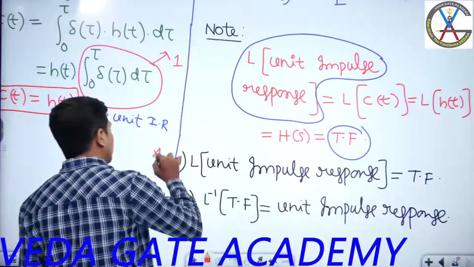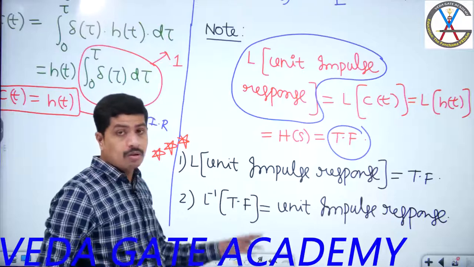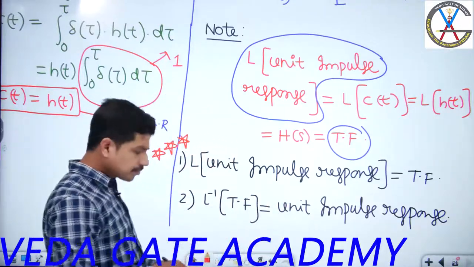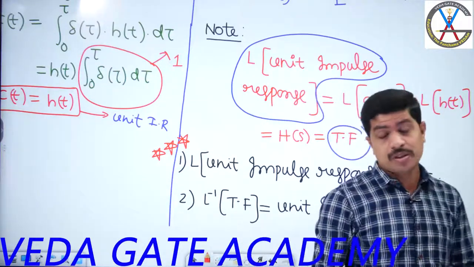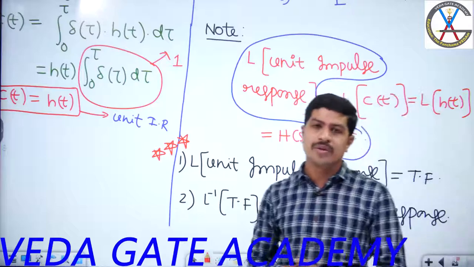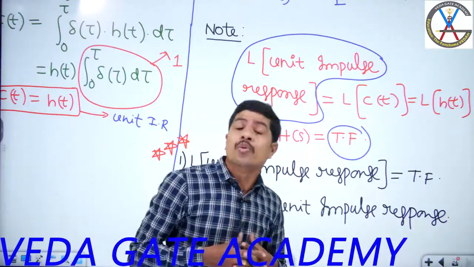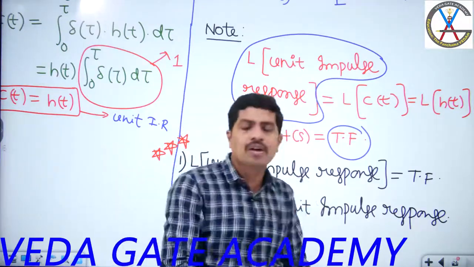I'm keeping 3 stars on these conclusions. We derived these 2 conclusions. We are not going to remember them directly; we have proof for them. Once unit impulse response is there with you, you can find the transfer function. Once you have the transfer function, you can find the unit impulse response, vice versa. Once I have the transfer function, if it is a unity feedback system, I can find the OLTF. Transfer function means by default CLTF.